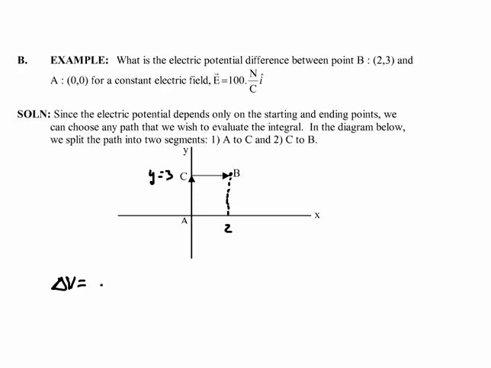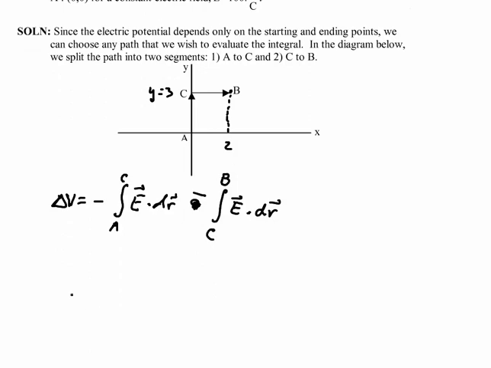So the first thing to do is to break the problem up into two paths. So delta V is equal to minus the integral as we go from A to C of E dot dr, plus the integral, I should say plus, my fault, minus the integral as we go from C to B of E dot dr. Now to do this, we have to take the dot product of E dot dr, which means we need to know E and we need to know dr. Well, E is easy. That was given to us in the problem. E is equal to 100 newtons per coulomb i hat.